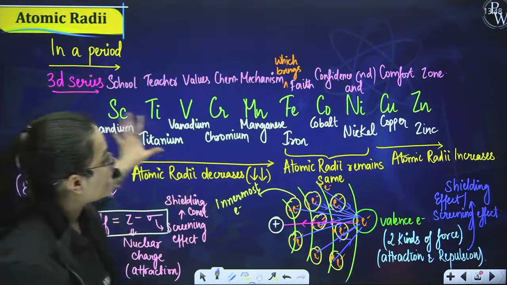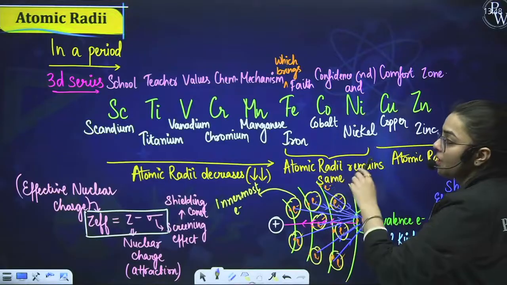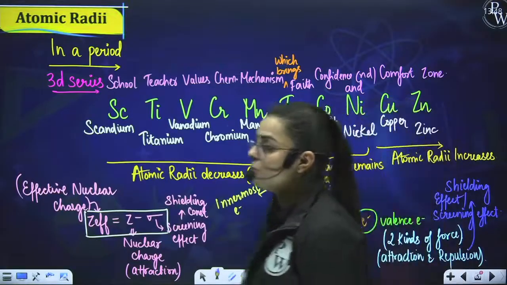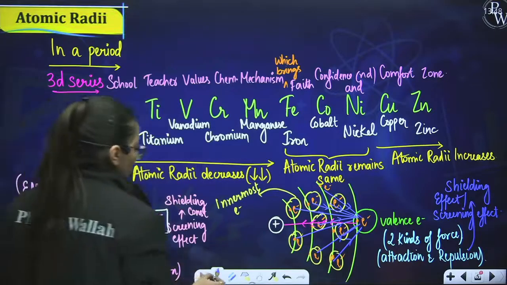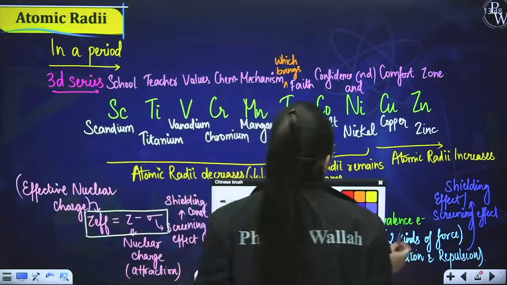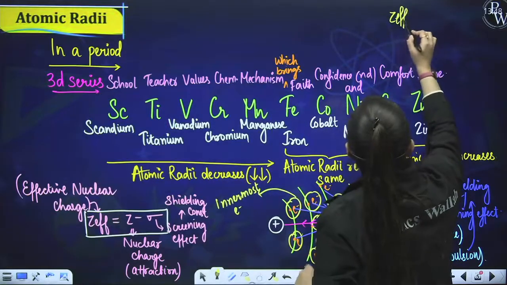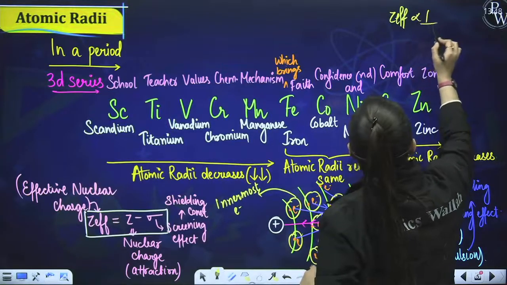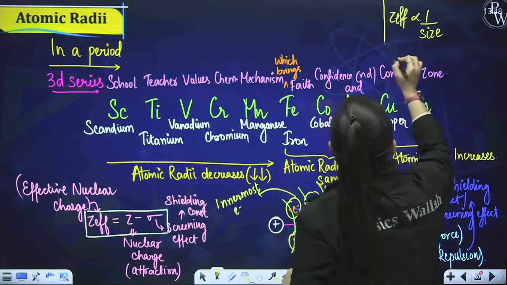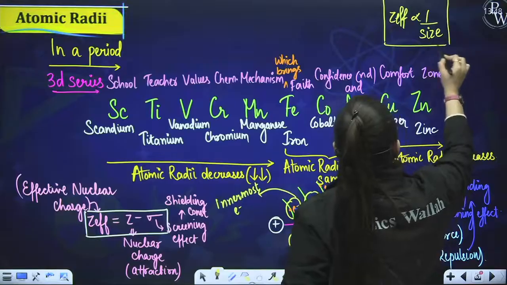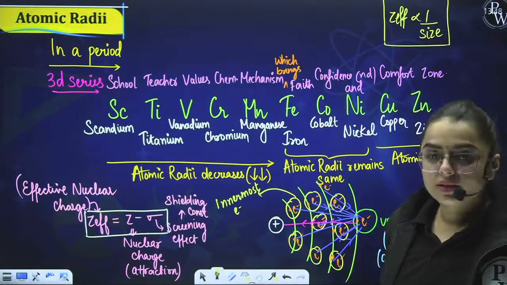Now when I come back to this particular segment, in which of the following what will happen? Will the Z effective be more or the screening effect be more? This is the major responsible phenomenon. One more thing I want you all to write over here: when I talk about Z effective, students, Z effective is inversely proportional to size. The more the size, the less the effective nuclear charge.